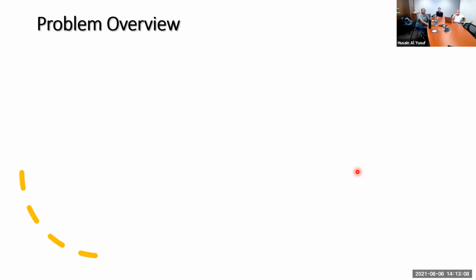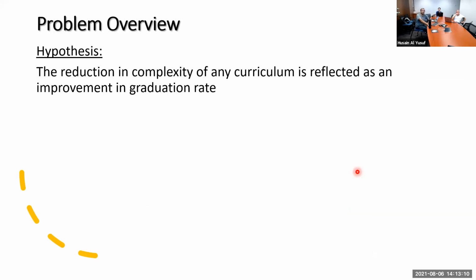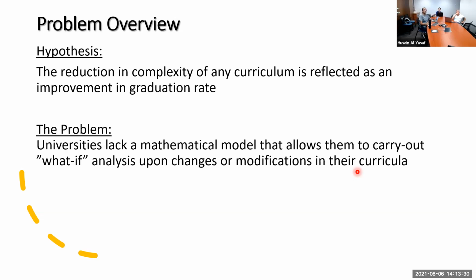So let's talk about our problem. What we claim is that the reduction in complexity in a curriculum will improve graduation rate. This is what we claim. There are many papers and many statistics that Dr. Heilman worked on with Ahmed as well, to prove that. So what is the problem here?